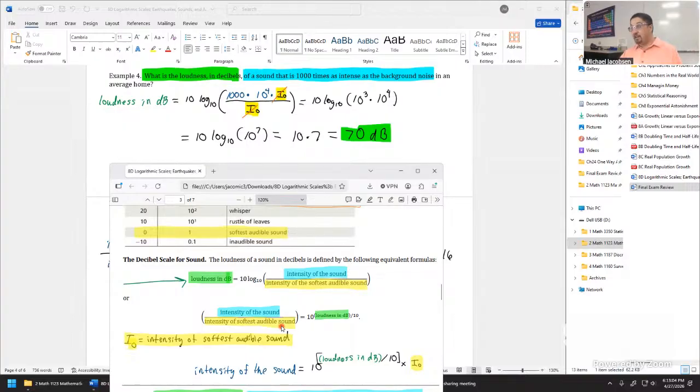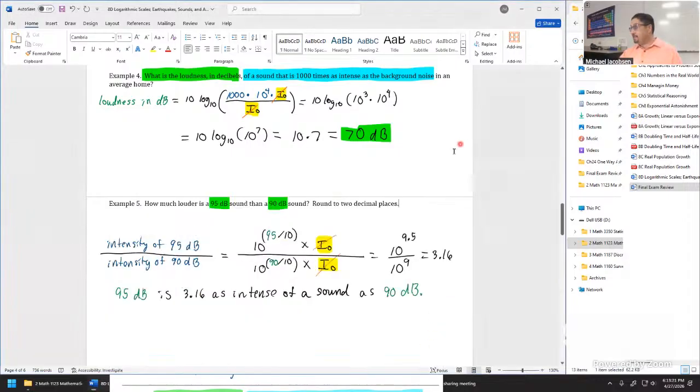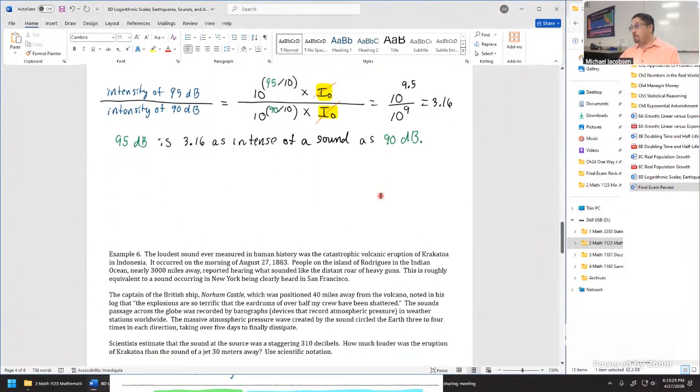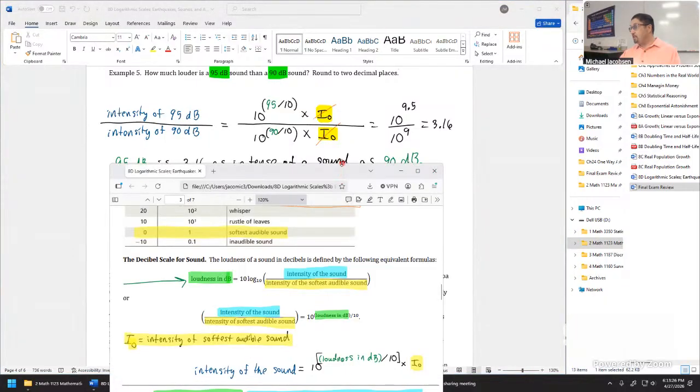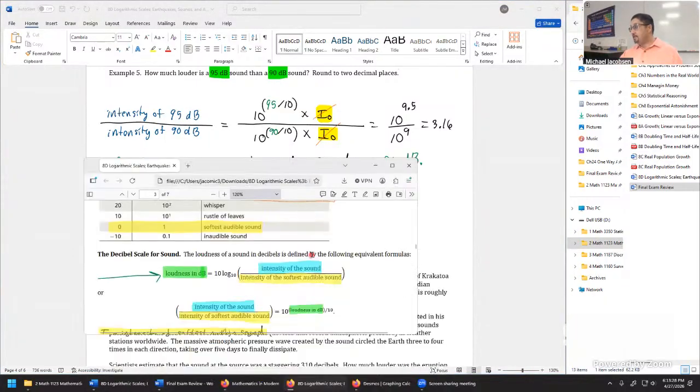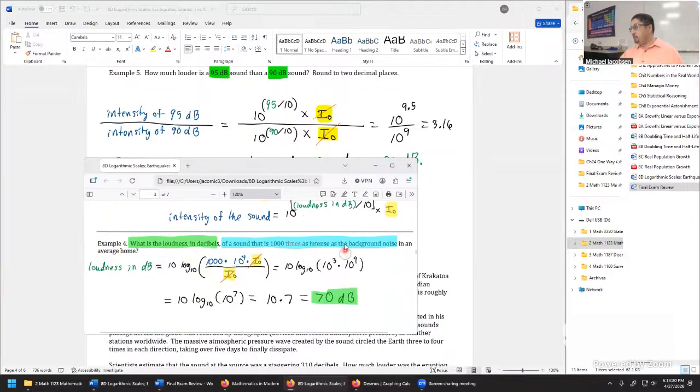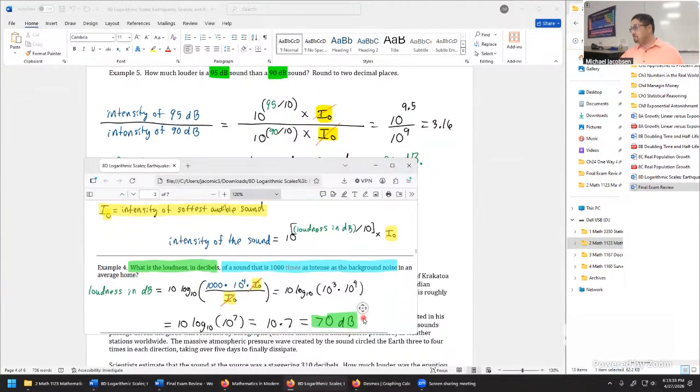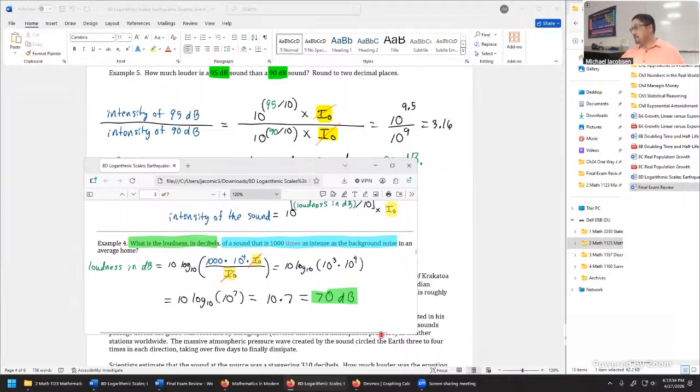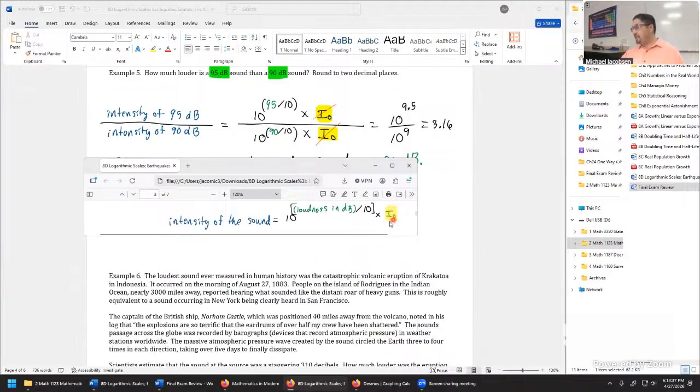And because the softest audible sound just keeps on coming up over and over again, we called it I naught. We readjusted the formula by clearing out the denominator, and we can say the intensity of a sound is this part right here times I naught once again. So that's what we did here on example 5. We used the formula twice on this one. Let me highlight that formula a little bit better. Okay, here's the formula once again.